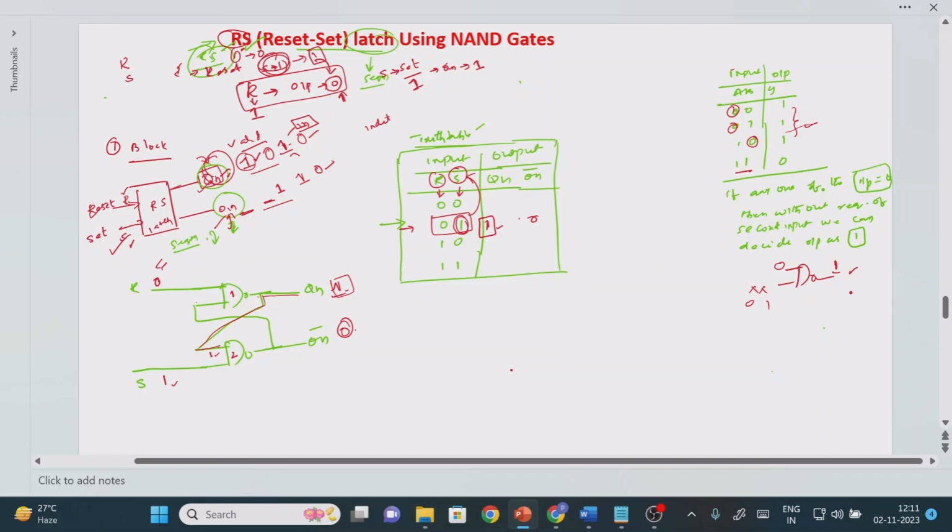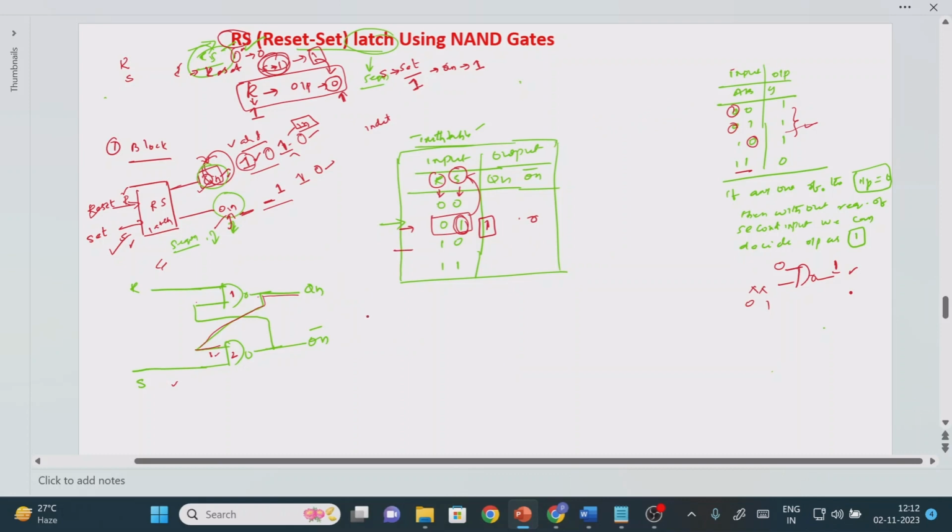So for example, if we consider this condition, what is this condition? When R equal to 1, what should be the output value? When R equal to 1, meaning reset equal to 1, the output value should be 0. It means that the normal output should be 0, the complemented output should be 1, right? So we will see that practically by passing this value to the logic circuit diagram, then we will see how to find out the answer for this one.